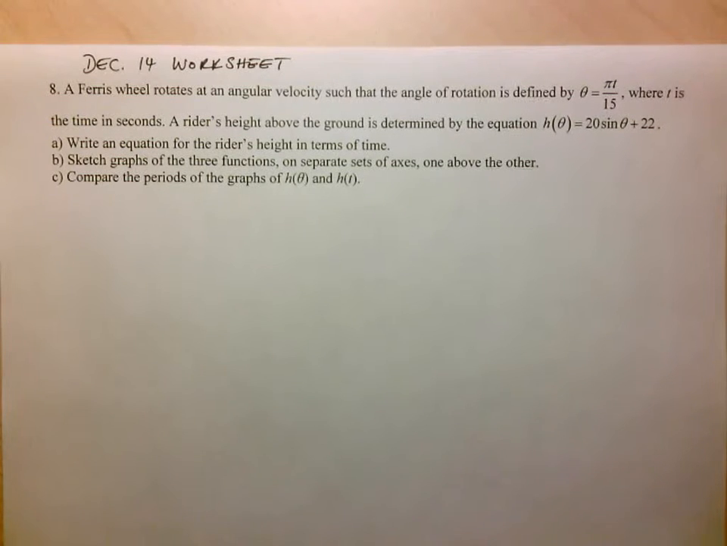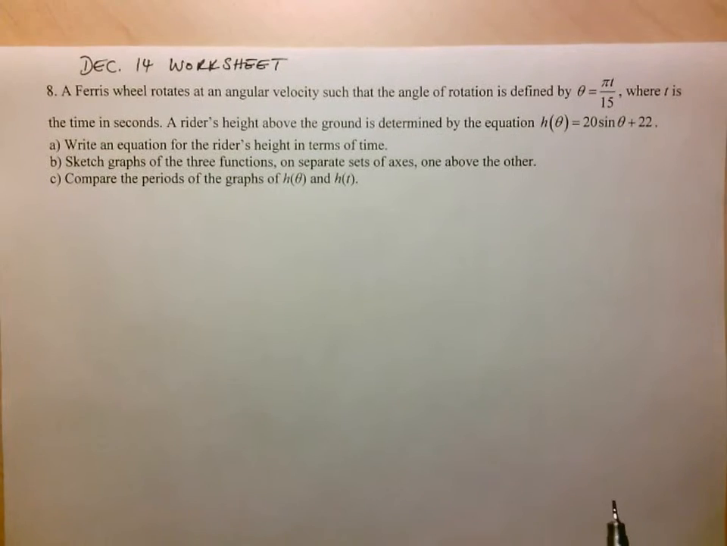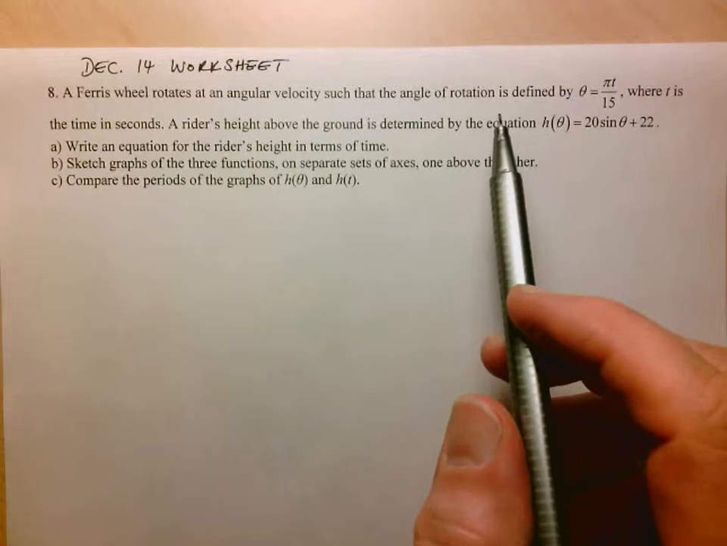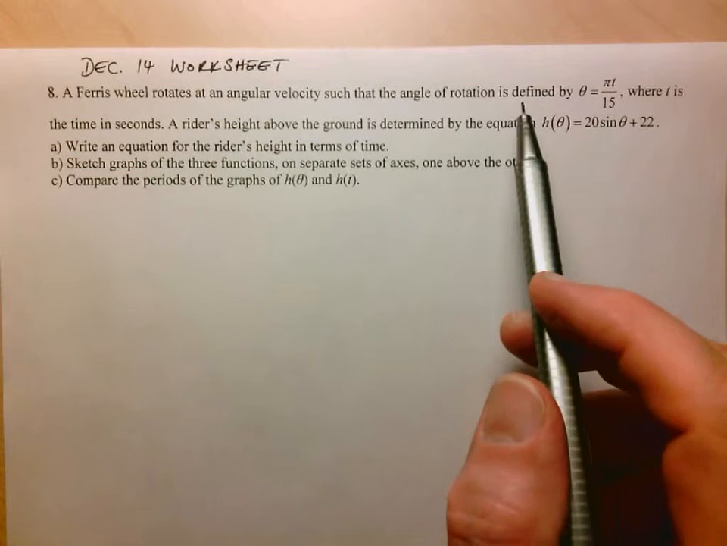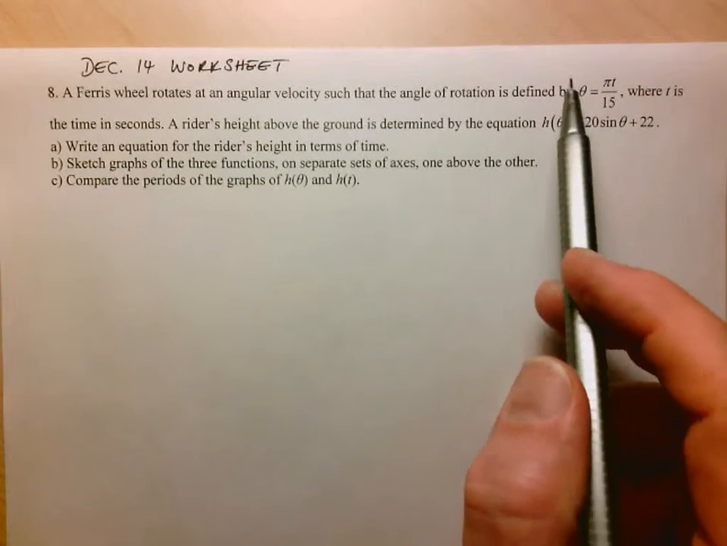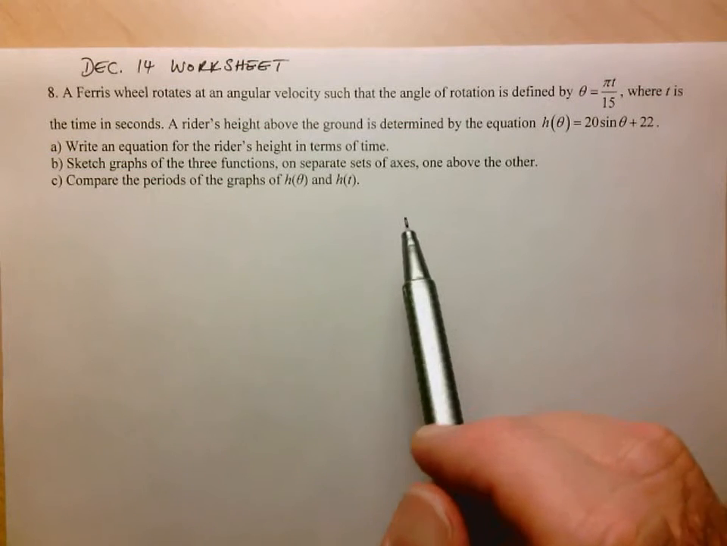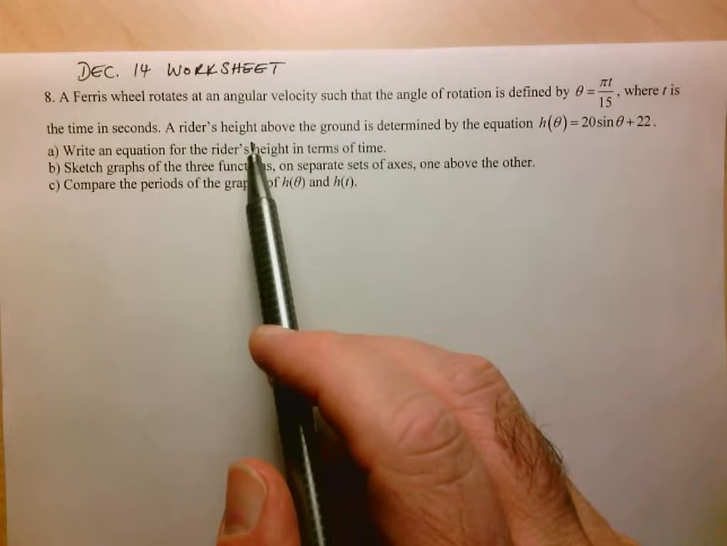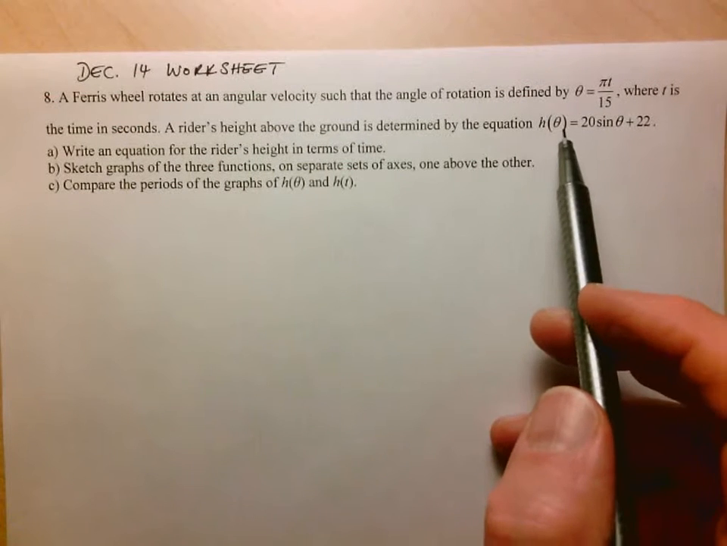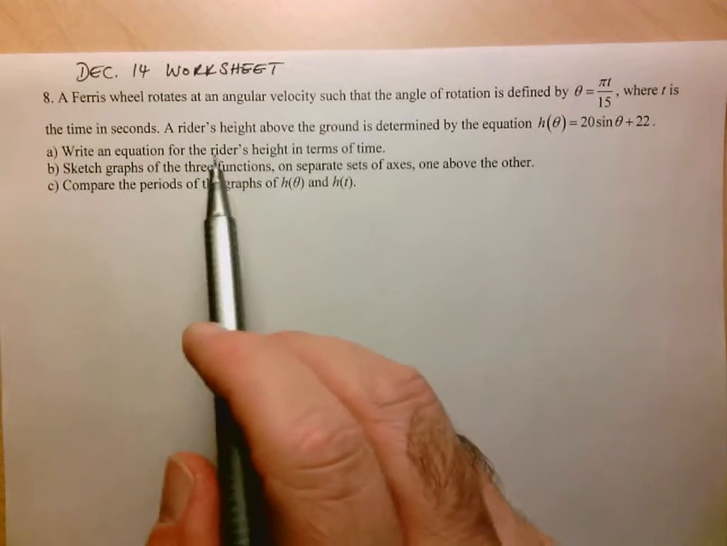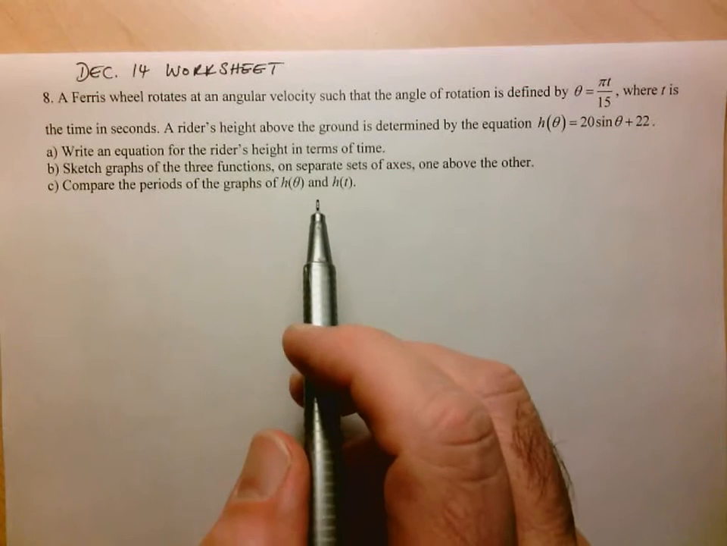Hi folks, we're going to take a look at number 8 here from the December 14th worksheet. So here they give us some information about how the angle of rotation of a Ferris wheel is related to time. Okay, so here's the equation there. And then they give us an equation for the height of a rider with respect to the angle of rotation, which is given by h of theta right there. And they want us to write an equation for the rider's height in terms of time.